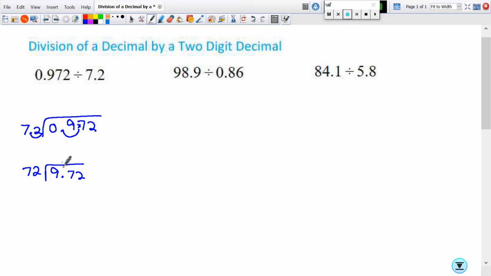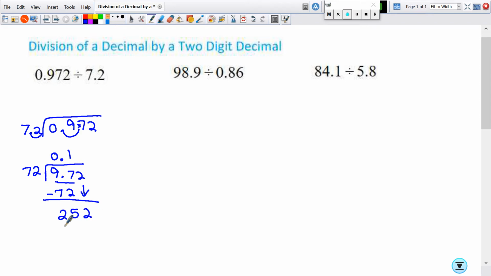Then you bring your decimal straight up and you start dividing. Well, 72 doesn't go into 9, but it does go into 97. So since it doesn't go into 9, you put a 0 here. 97 goes in one time. So you multiply. 1 times 72 is 72, and you subtract. 7 take away 2 is 5. 9 take away 7 is 2. And you bring down your next number, 2.